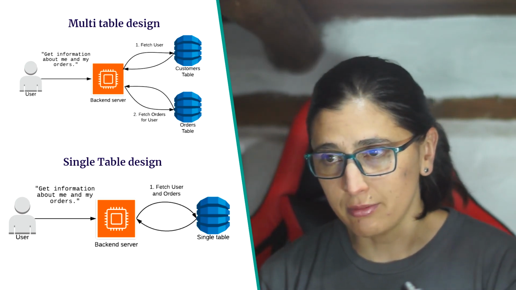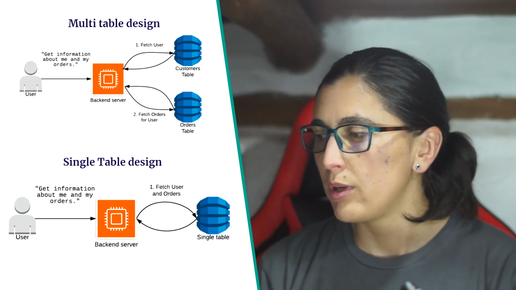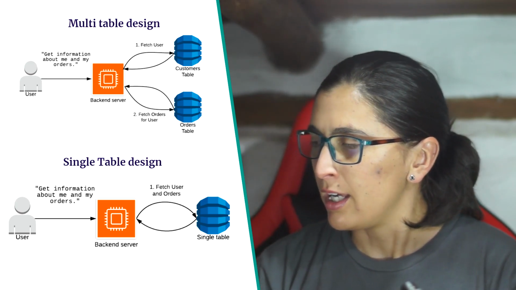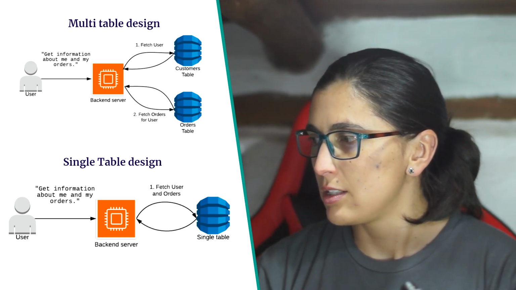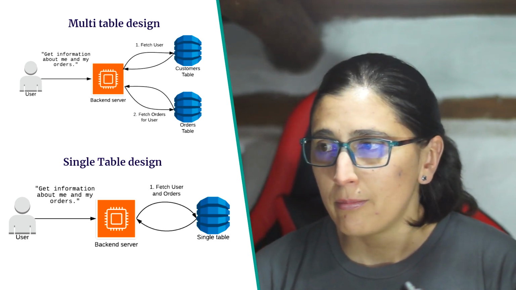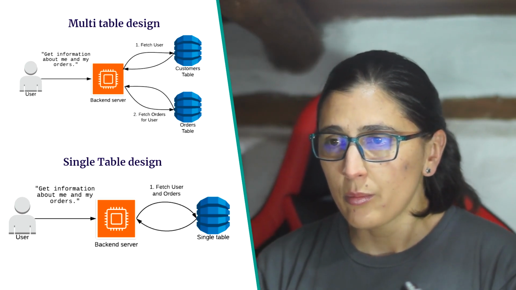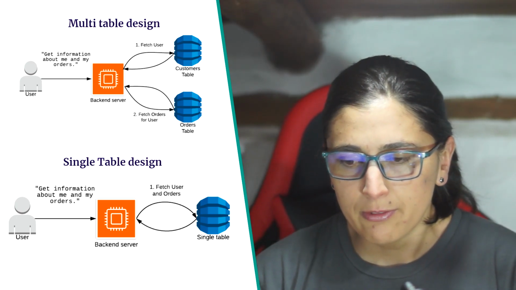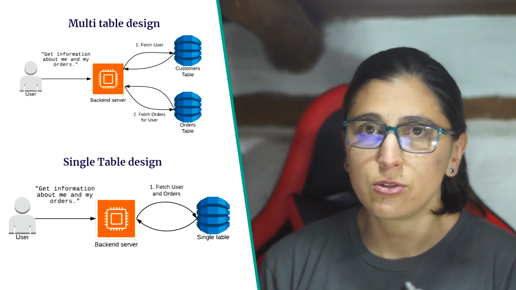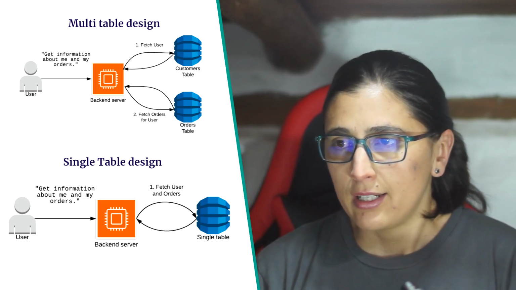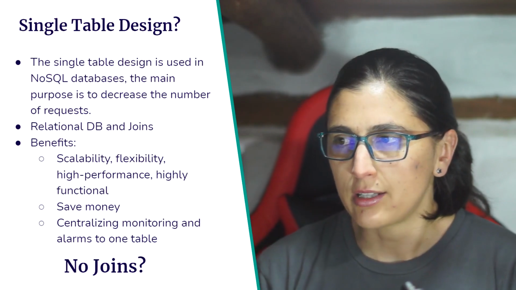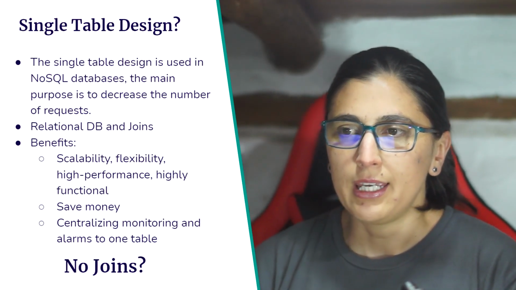So how do we solve this again with the single table design? We basically have one table. The user goes to the backend server, goes to the single table, fetches the user and orders, goes back, and shows it to the user. So it's that simple. And as I told you before, no one stops you from using the multi-table design, but you have to keep in mind that you can try this single table design, and it's also a best practice for all OLTP applications.